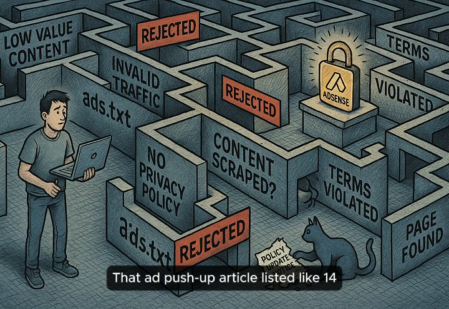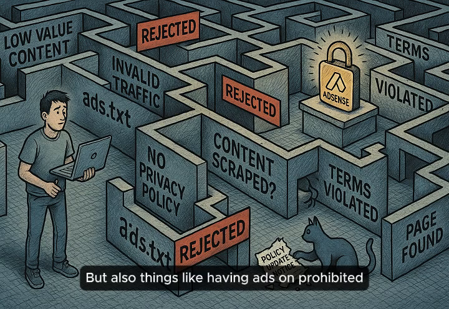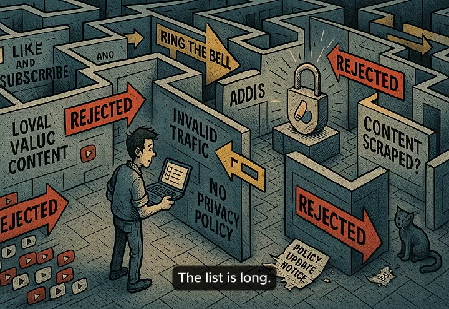That AdPushUp article listed like 14 common violations. No, 14. Like what? Obviously, don't click your own ads, right? Yeah, that's the big one. But also things like having ads on prohibited content, adult stuff, hate speech, copyrighted material. The list is long, and it applies site-wide. So check all your content.